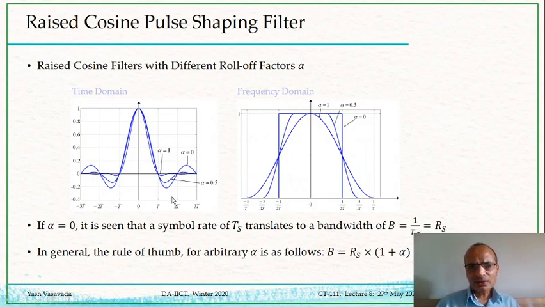And so the general design that is followed is to make alpha somewhere between 0 and 1. For example, if you make alpha equal to 0.5, which is a compromise between 0 and 1, in the time domain our dispersion is not too much, and in the frequency domain the dispersion is only, let's say, about 1.5 times the symbol rate.